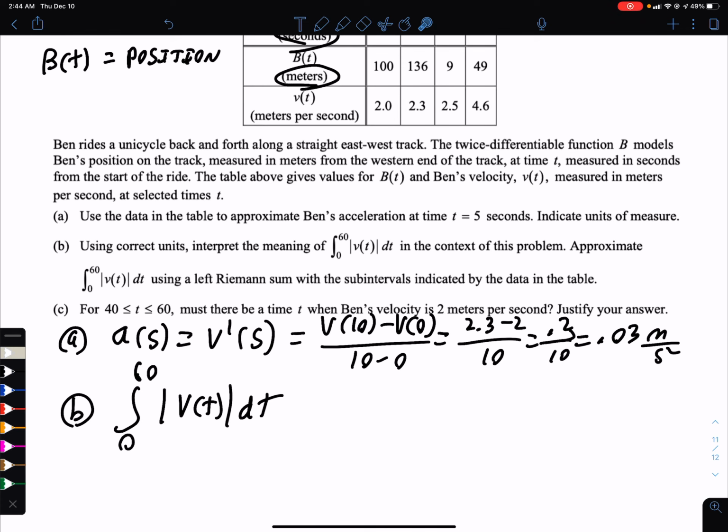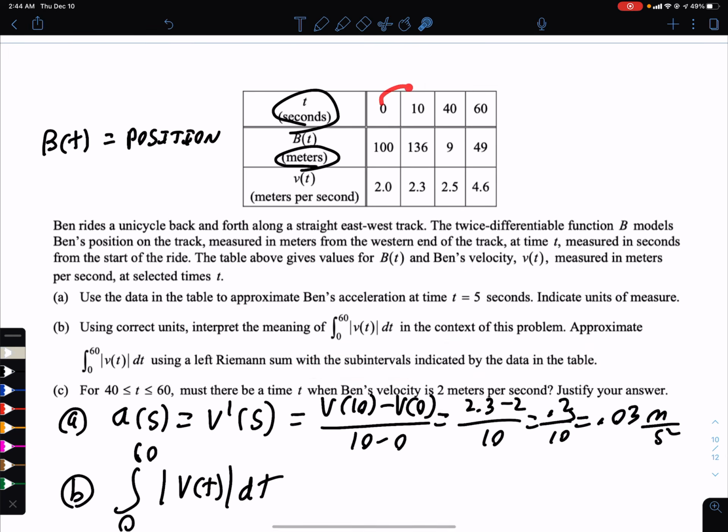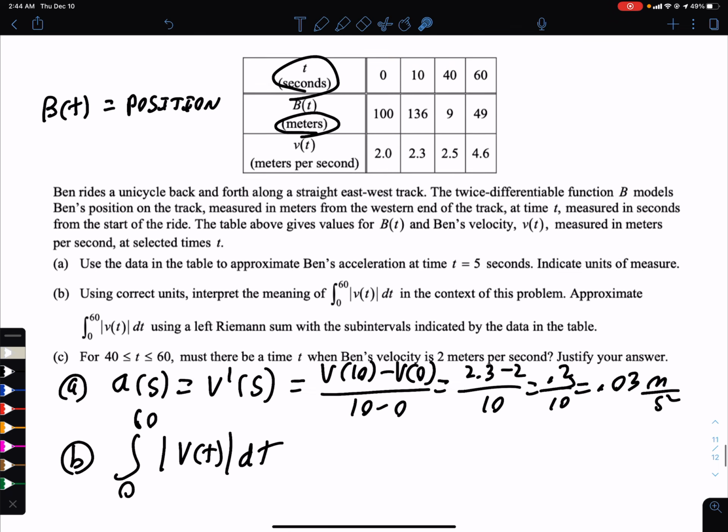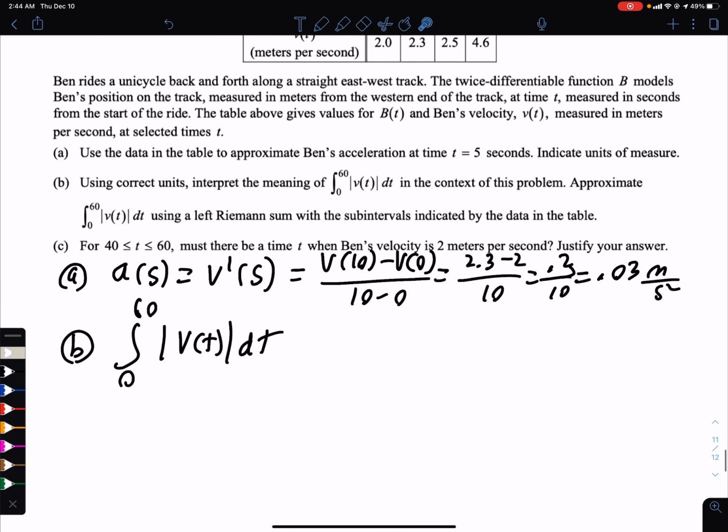I'm not going to, just because this video is getting really long, but they want left Riemann sums to approximate this. Actually, we can do this. With subintervals according to the data in the table. So we're going to have 3 subintervals. So we're going to do left Riemann sums. So I'll go ahead and do this.